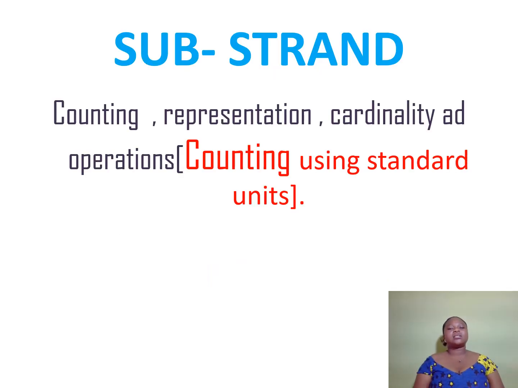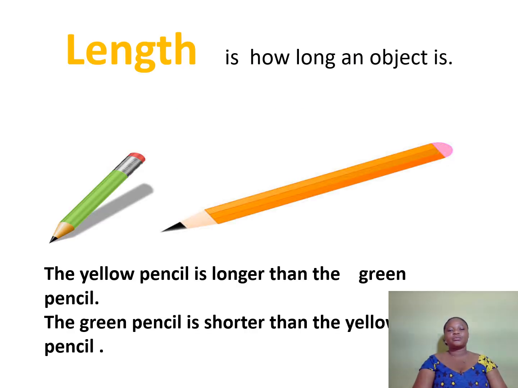And our strand is counting, representation, cardinality, and operation. And it's counting using standard units. Counting, representation, and operations. And we are going to count using standard units. So we are going to do these four things: counting, representation, cardinality, and operations. So let's go to our next slide.